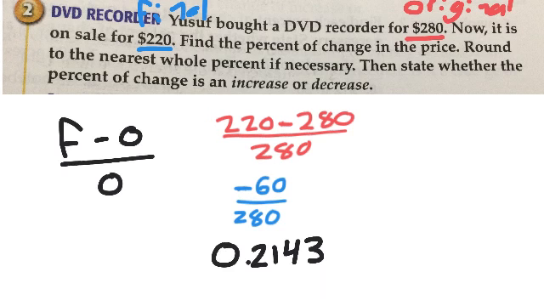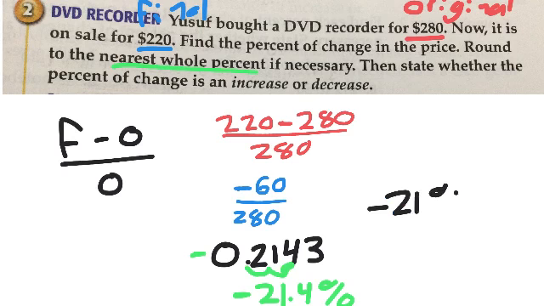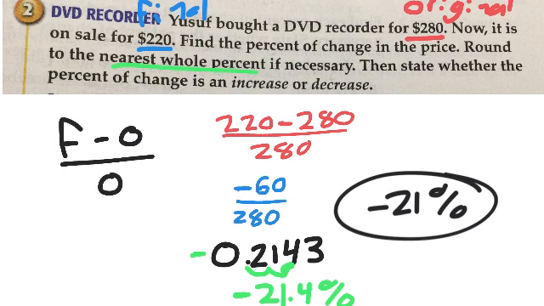And again, this is a decimal. To make that into a percent, I move the decimal 2 places to the right, which means it's 21.4%. And then it tells me again to round to the, I'm sorry, this should be negative. I forgot the negative on all these. It tells me to round to the nearest whole percent. So 21.4 would round down. So that's going to stay at negative 21%. So the DVD player had a percent of change of negative 21%, which we know is a decrease because it's negative.